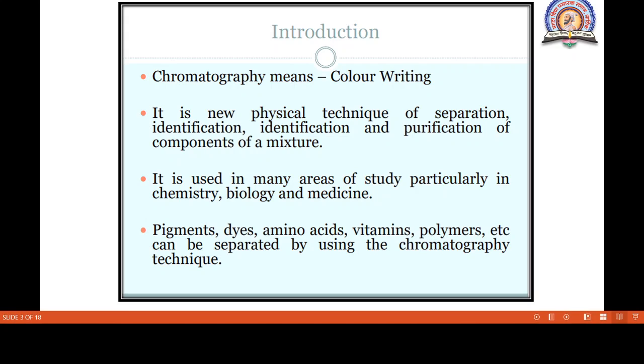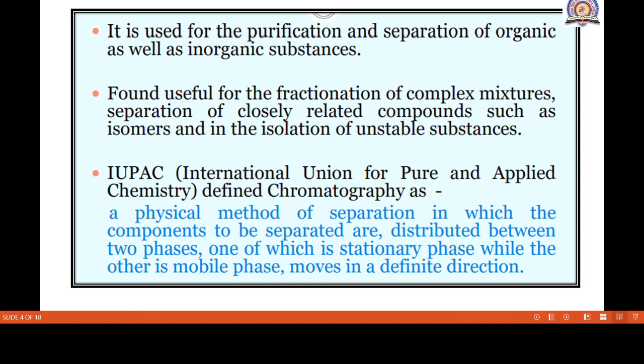It is used in many areas of study, particularly in chemistry, biology and medicine. Pigments, dyes, amino acids, vitamins, polymers, etc. can be separated by using the chromatographic techniques. It is used for purification and separation of organic as well as inorganic substances. Found useful for the fractionation of a complex mixture, separation of closely related compounds such as isomers, and in the isolation of unstable substances.